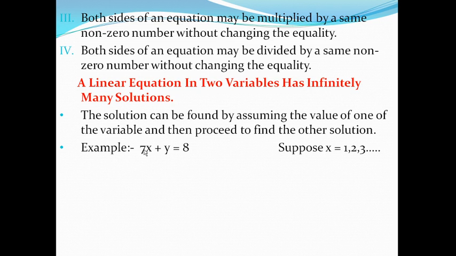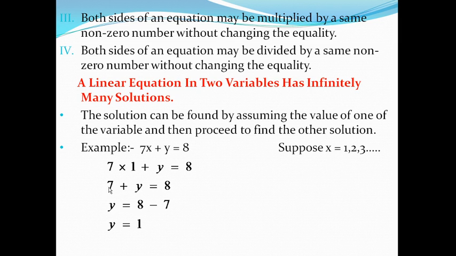See, this is the example: 7x plus y is equal to 8. I have also told this earlier. Now suppose we take the value of x as 1. So when you substitute the value of x as 1, what do we get for y? 7 multiplied by 1 plus y is equal to 8. 7 plus y equals 8.